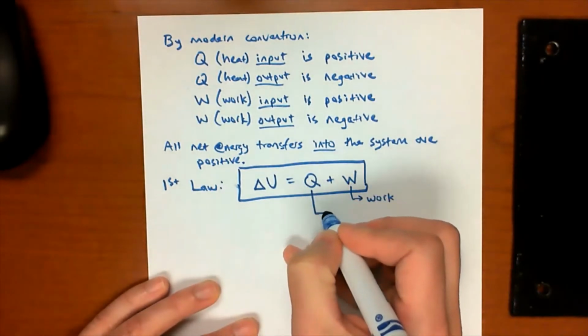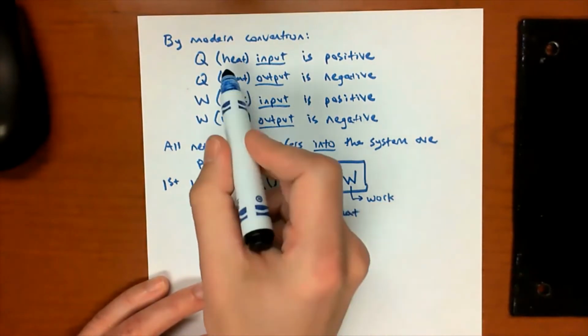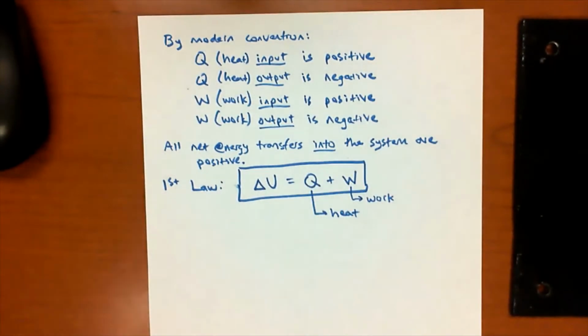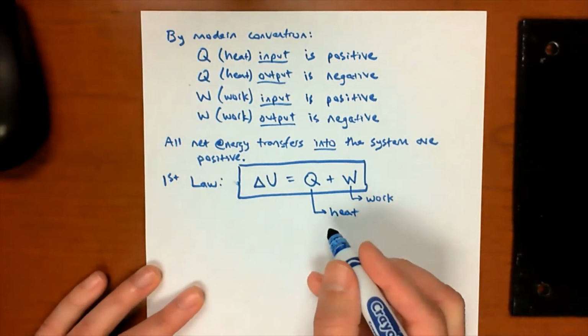This is the heat, right? So like we have up here, Q input is positive. So we're adding heat in the boiler. That's going to be a positive number. And in the condenser, we're taking heat energy away from the system. So that's going to be negative.